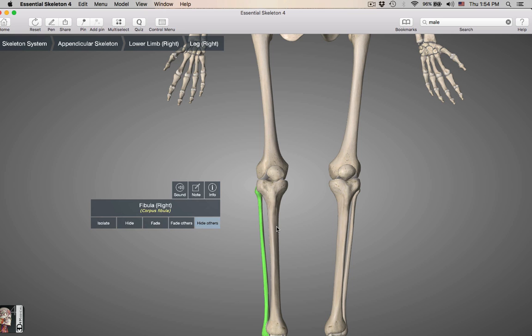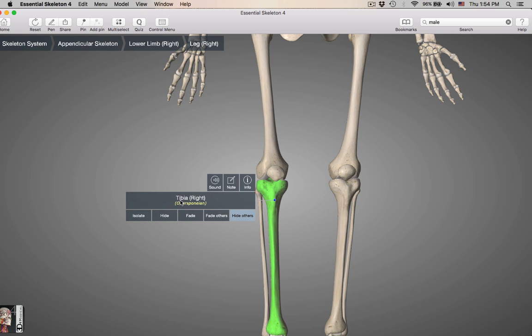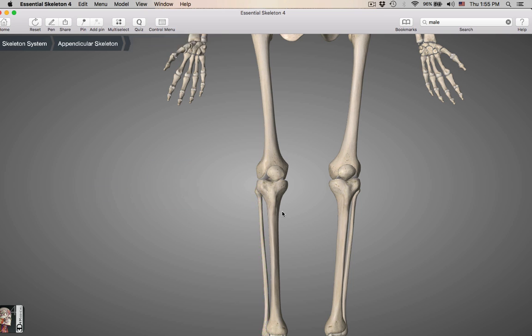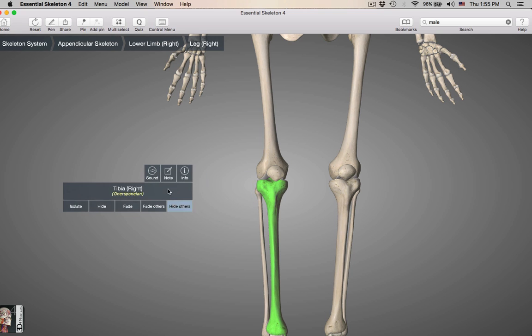So the tibia, T-I-B, is your thick inner bone. It is the medial bone. Fibula, I call it the fibula, L-A, it is your lateral bone. But let's start with the tibia.